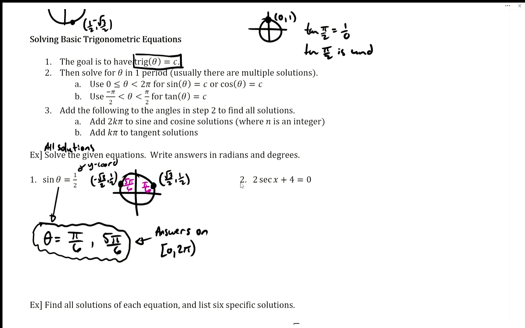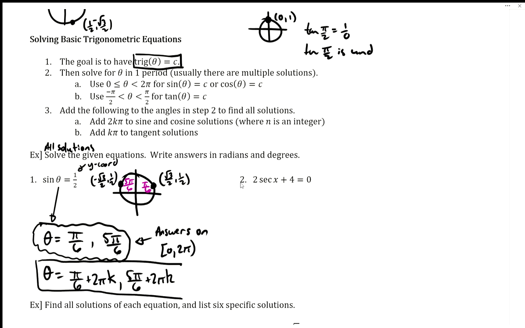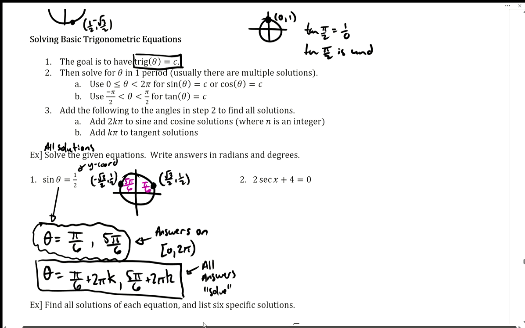Now, all answers, all we have to do is take the answers that we found from 0 to 2 pi and put an addition of 2 pi k. So we will take pi sixth and do plus 2 pi k, comma, the other angle, 5 pi sixth, plus 2 pi k. And then that's solving the equation. That's all of the answers that they wanted. So these are all the answers. So that's solving. Okay, so we did solve it without any interval that was given. So we solved just like that.